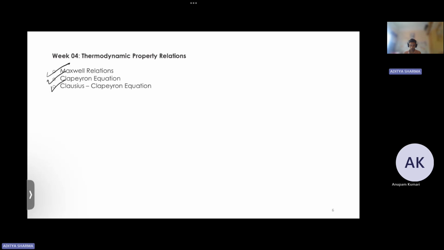Then your week 5 again is on your thermodynamic property relations. Here the important topic is first the throttling process, then the Joule-Thomson coefficient. After that is also the liquefaction of gases, which is based on your throttling process.